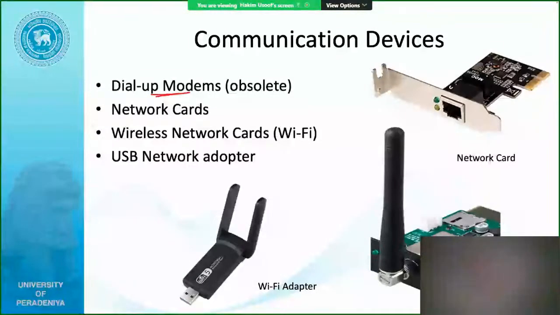What we use is network cards, right? If you have a network in your home and you have a wire that needs to be connected, we have to use a network card. If you have a Wi-Fi connection, then it's wireless. But if your computer doesn't have it, then you have to use a Wi-Fi card. If your computer doesn't have a slot for a Wi-Fi card, then you can use a USB Wi-Fi adapter to connect to the Wi-Fi network, right?